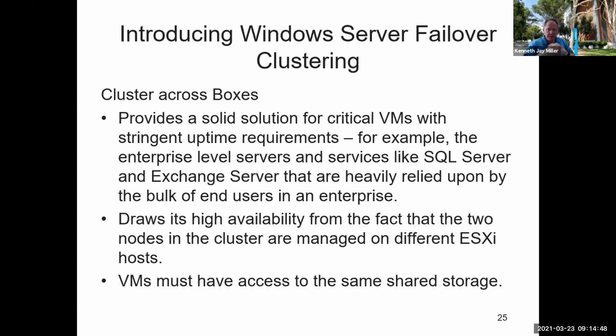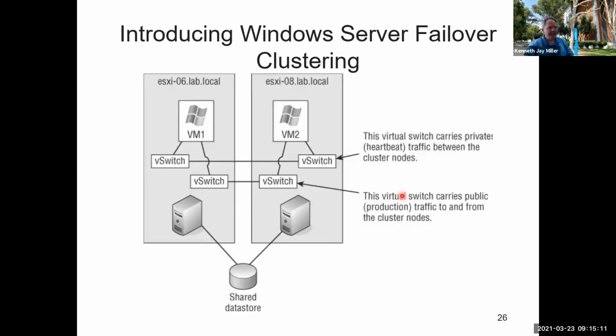Now, the clustering across boxes draws its high availability from the fact that the 2 nodes in the cluster are on different ESXi hosts. And then the idea of this is that the VMs must have access to the same shared storage. So that storage area network is outside of your ESXi systems.